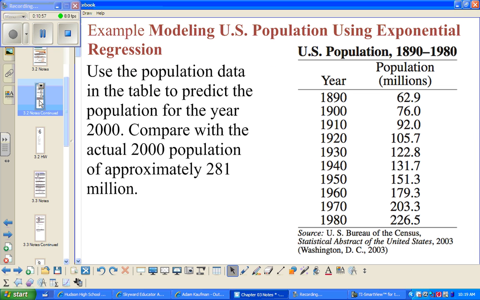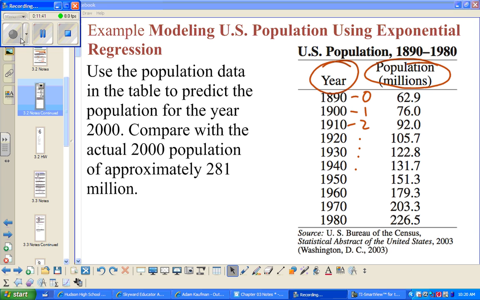So here's another example. What I'd like you to do is model the U.S. population using an exponential regression model. What you're going to do here is put this data into your calculator. I want you to put these years under list 1, and I want 1890 to represent 0, 1900 to represent 1, and so on. And then this is under list 2, your population in millions. So you just write these exactly as is. Put that in your calculator now, pause, and proceed.